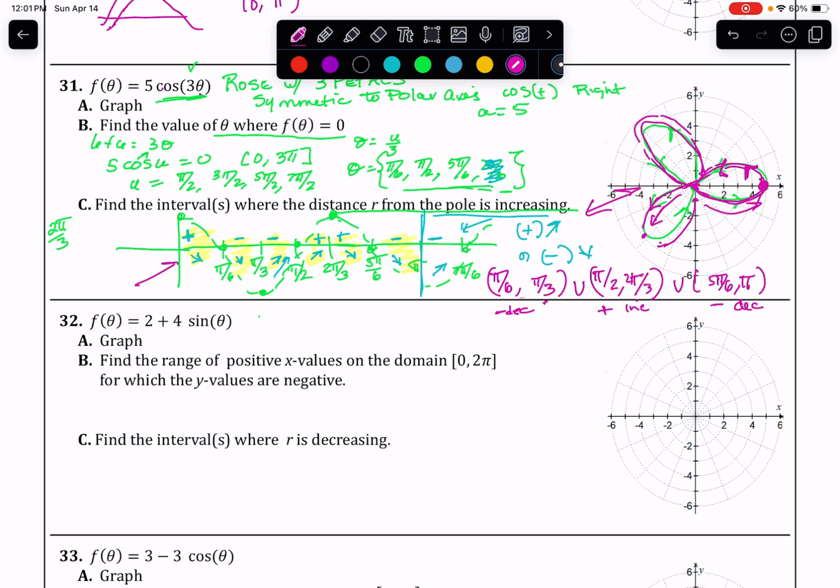I find it easier to do this, especially if you can use your calculator. You know, get these points yourself. Get your period right, get your zeros in there, and then use your calculator to tell you what's going on with positive and negative. Okay, that should help. All right, so I'll do the last two on a separate video.